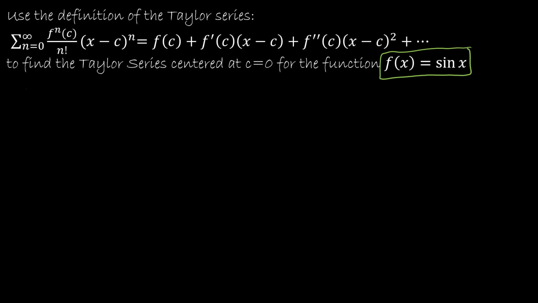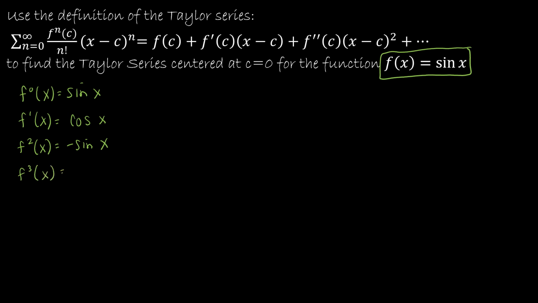So we'll start with the original function, which is of course sine of x. The first derivative is cosine of x, since the derivative of sine is cosine. The second derivative is negative sine of x. The third derivative, which is still using that negative, is negative cosine of x. And then the fourth derivative would be the derivative of cosine, which is negative sine, but now it's negative negative sine, so it's positive sine.